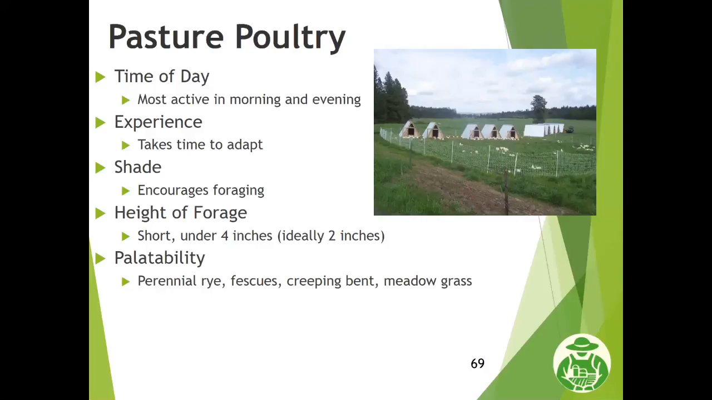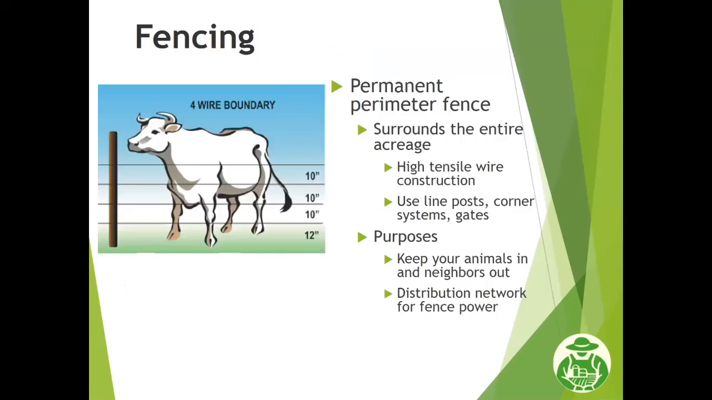I want to talk a little bit about fencing. With rotational grazing, fencing is a must, and it's an expense at first, but it's going to help you out in the long run to really increase the production of your pastures. Perimeter fencing is what's installed around the boundary of the property, around the boundary of the grazing area. And it's the first line of defense against predators. We know that predators happen in almost all of our small farms.